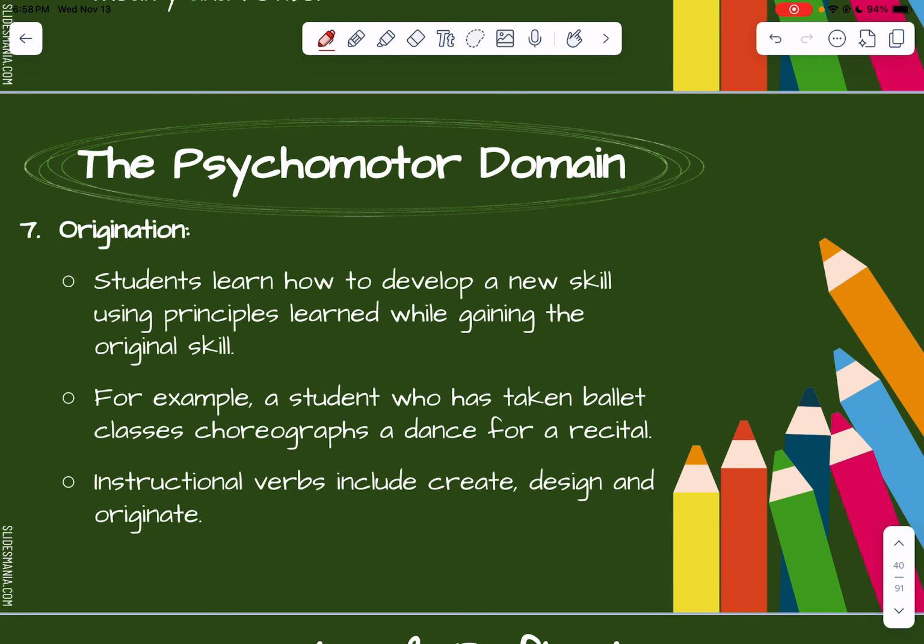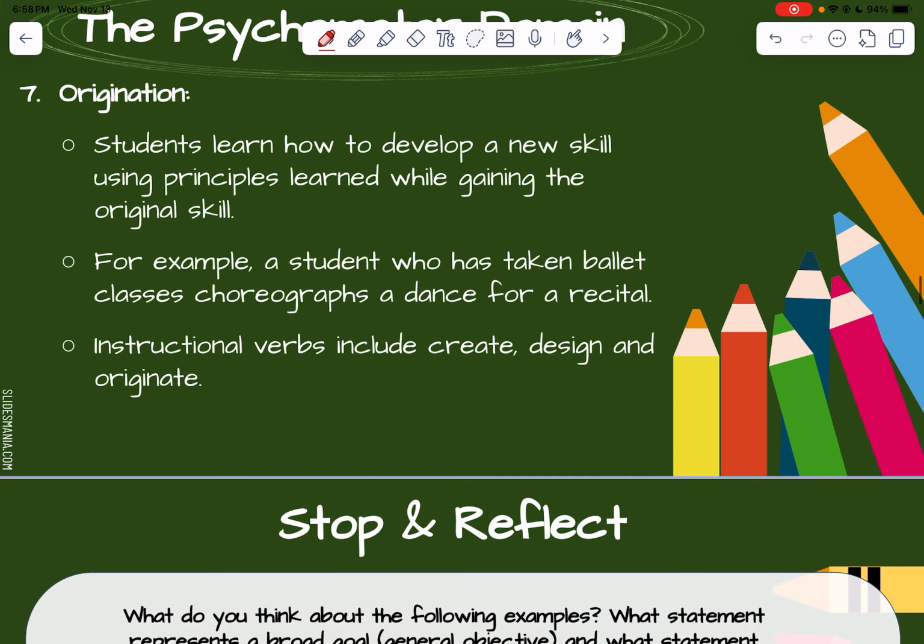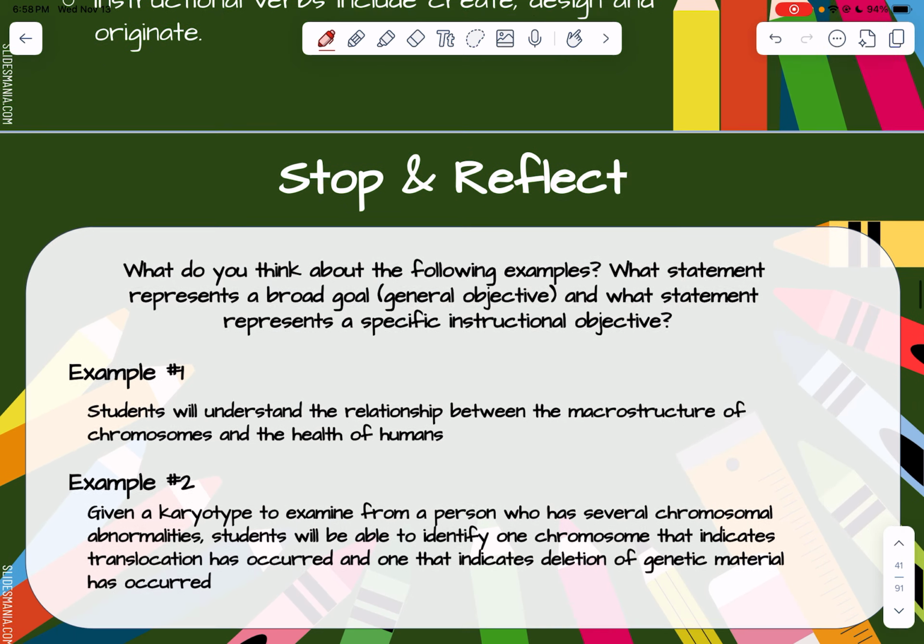Number seven is origination. Students learn how to develop a new skill using principles learned while gaining the original skill. So, for example, a student who has taken ballet classes would be able to then choreograph a dance for a recital. Instructional verbs include create, design, and originate.